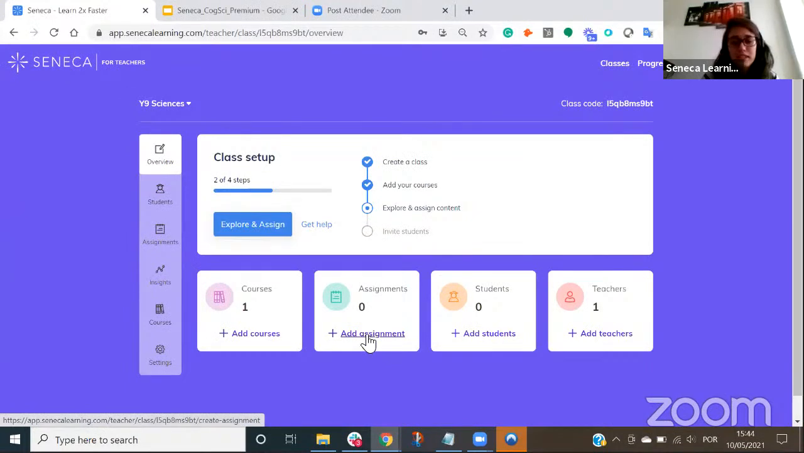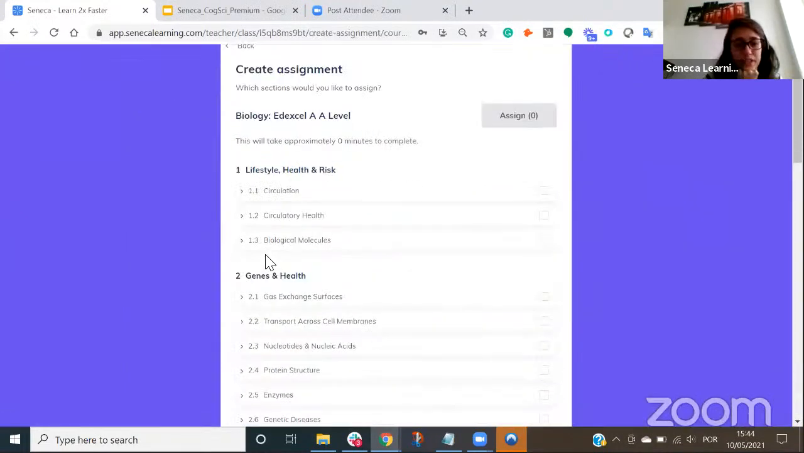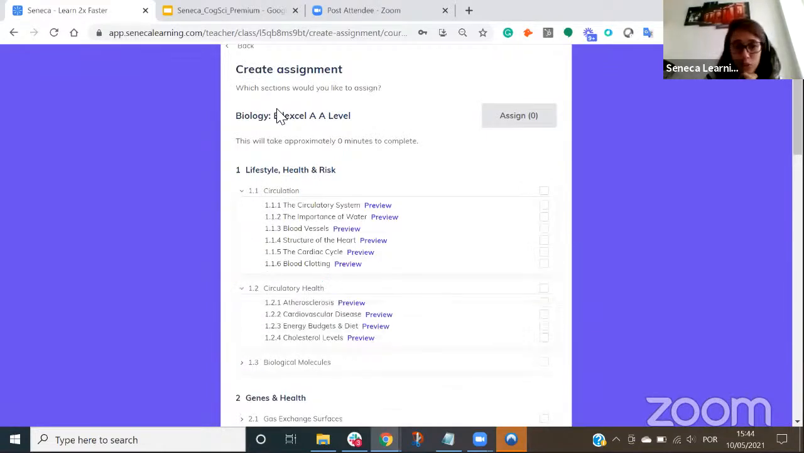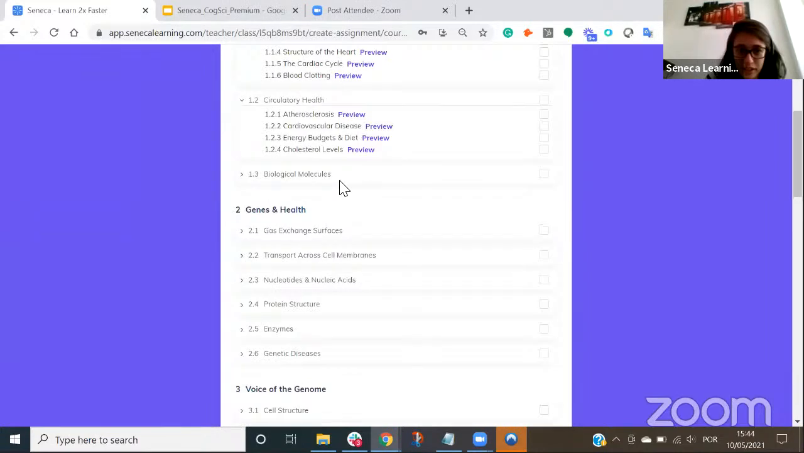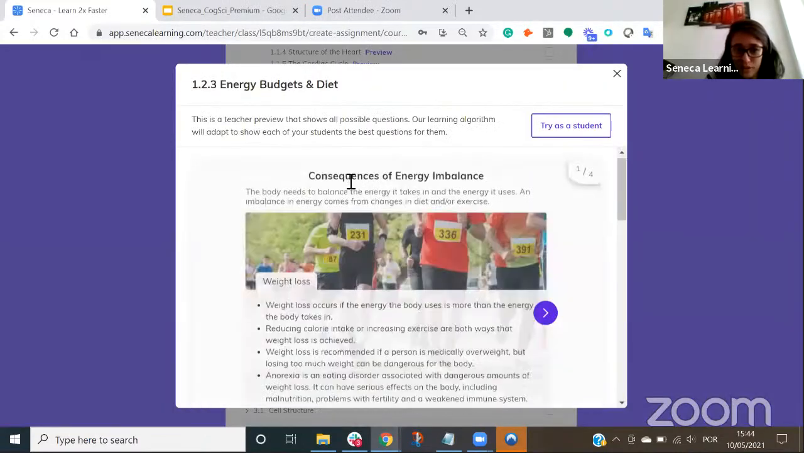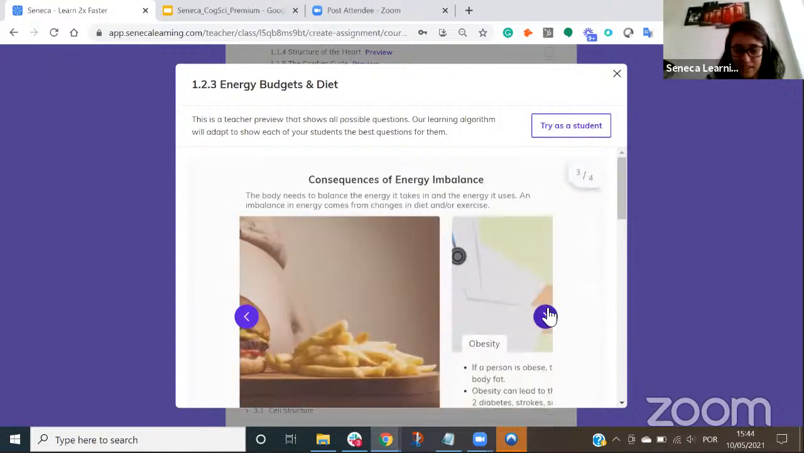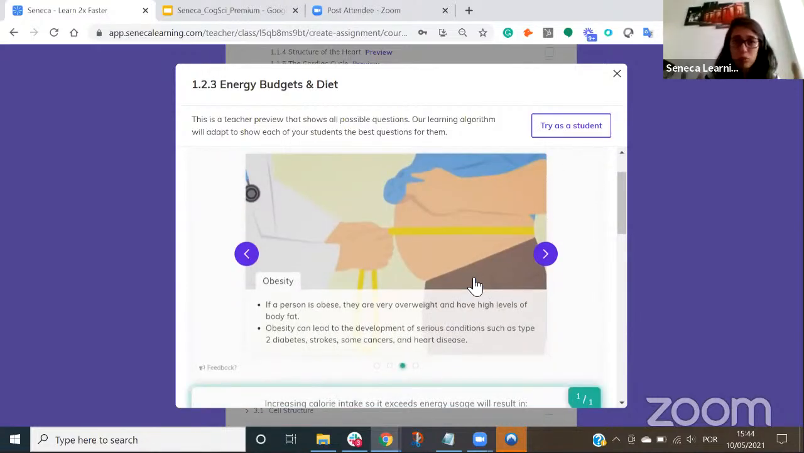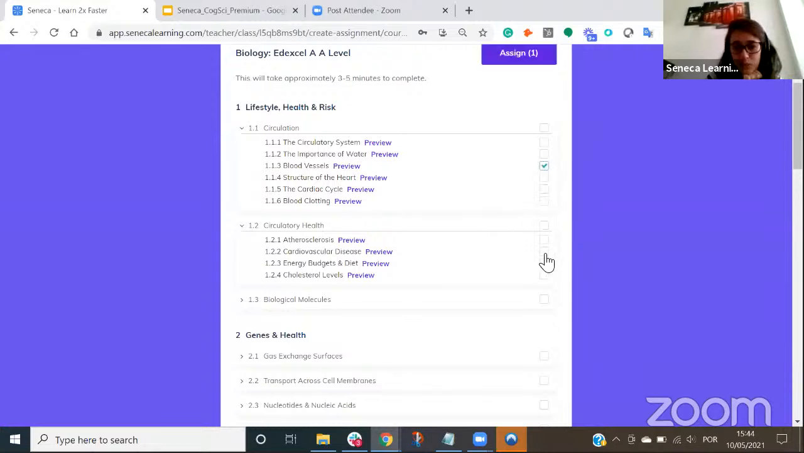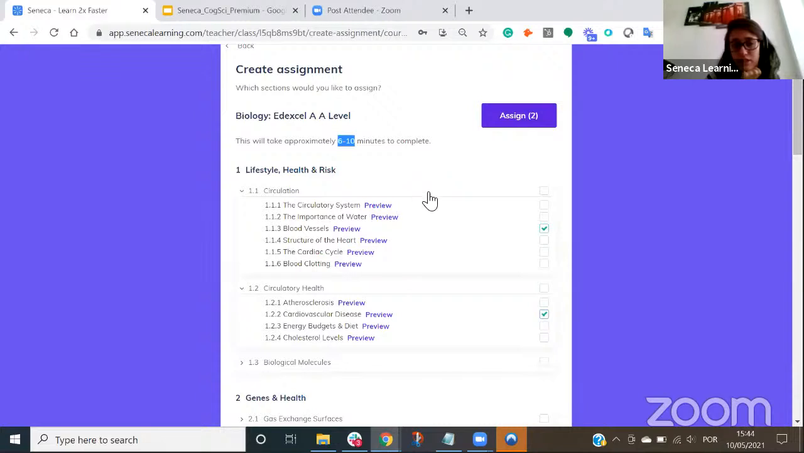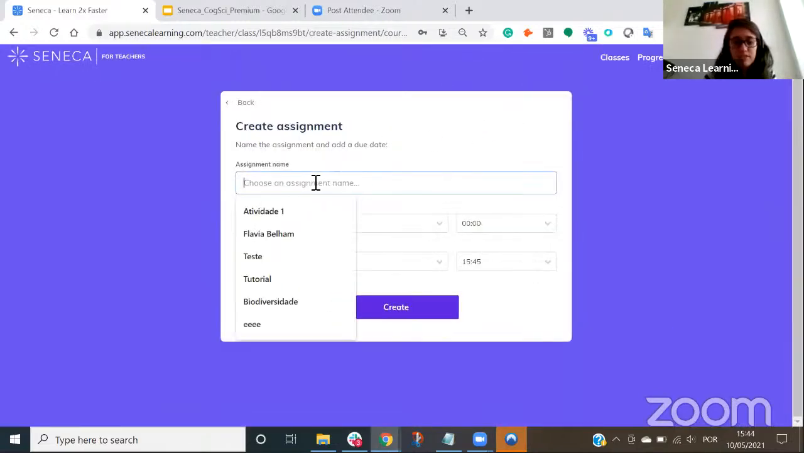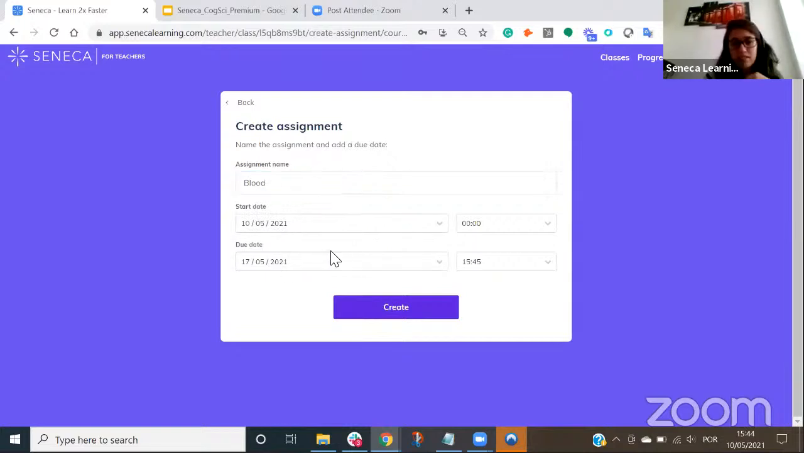And then all you have to do is add an assignment. When you add an assignment, it will give you the list of everything that we have, following, in this case, the Edexcel A-level exam specs. So it's all here. You can preview them if you want, so you get to see a preview of what kind of questions and content we have within the assignment, keeping in mind that the actual assignment will be personalized and individual for each student. Then literally all you have to do is click on the ones that you want. It tells you how long it's going to take for students to complete them. Hit assign, give a name, start date, due date, so from when to when your students can answer that, create, and that's it.